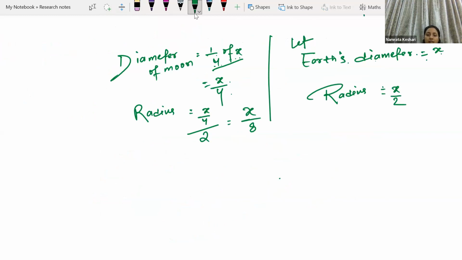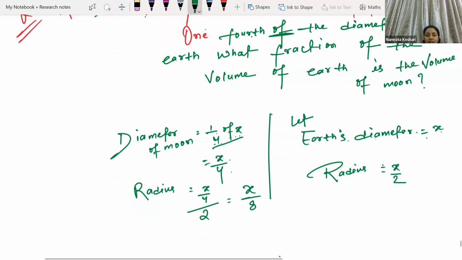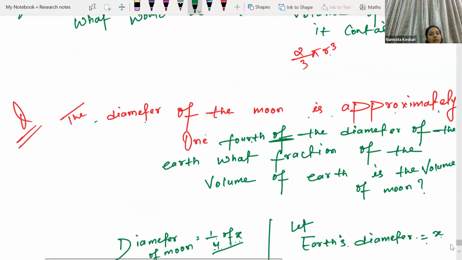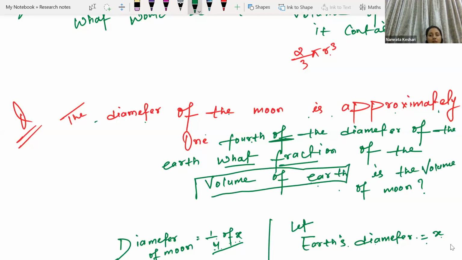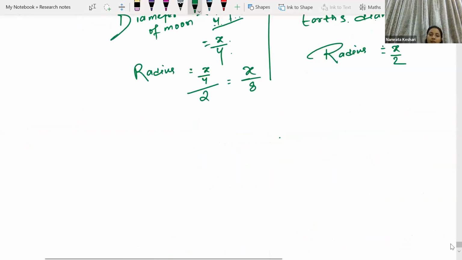Now, let's read the next part of the question. What exactly do we have to find over here? If you read minutely: what fraction of the volume of Earth is the volume of Moon? That means we have to find the fraction of volume of Moon to volume of Earth. Are you getting it? Yes, ma'am. Okay, so let's find.